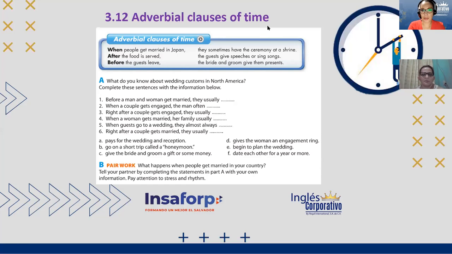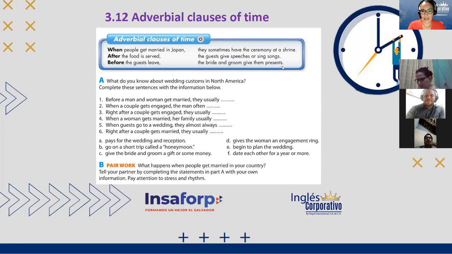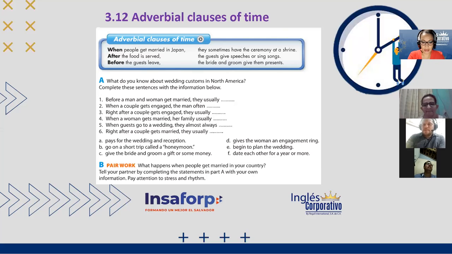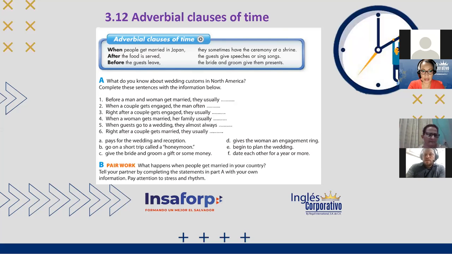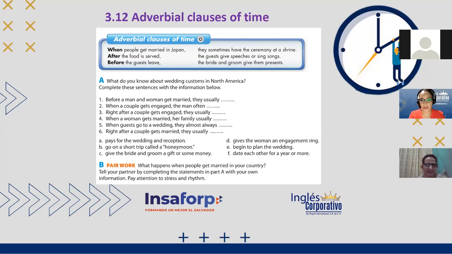Okay, it seems like everybody is here back again. So let's discuss the answers. Volunteer for number one, raise your hand, please. Okay, Luis. For number one, the answer is letter F. Before a man and woman get married, they usually date each other for a year or more. That is completely correct. Thank you so much. So number one is letter F.